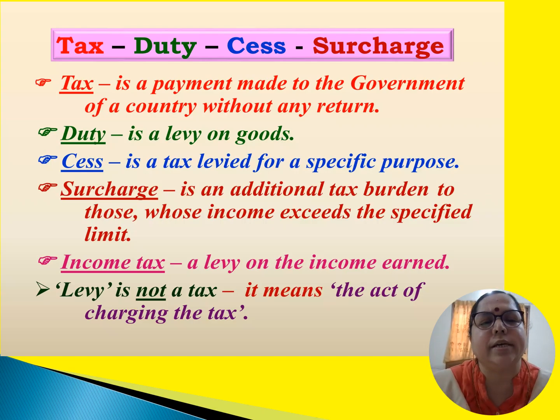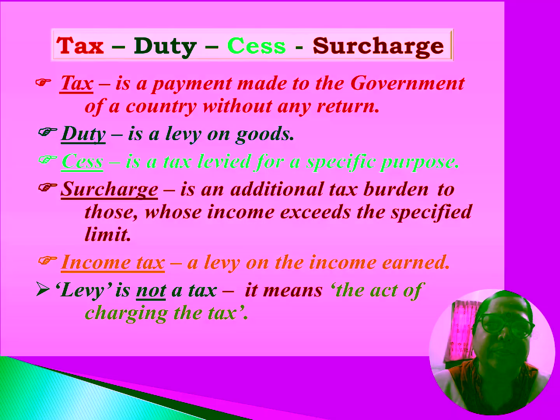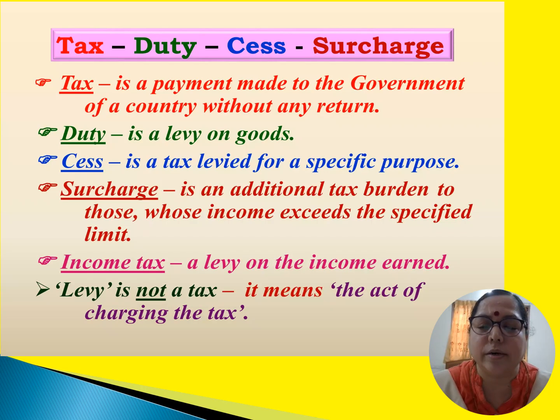Then duty. Duty is a levy on goods. It is levied on goods. Then tax is upon the person's income or person's wealth. It is levied upon a person, assessee. But duty is levied on the goods. It is for the goods. Then cess, C-E-S-S. It is a tax levied for a specific purpose. Then surcharge. Surcharge is an additional tax burden on those whose income exceeds a specified limit. Then income tax, it is a levy on income earned by a person or assessee, and levy is not a tax. It means the act of charging the tax.